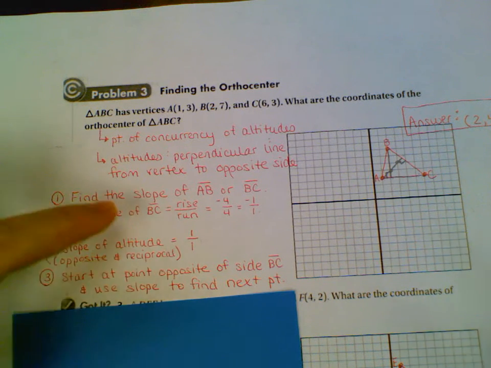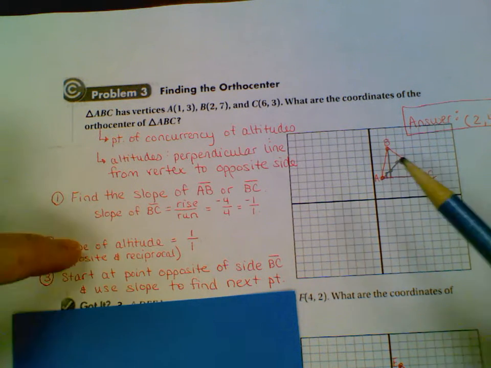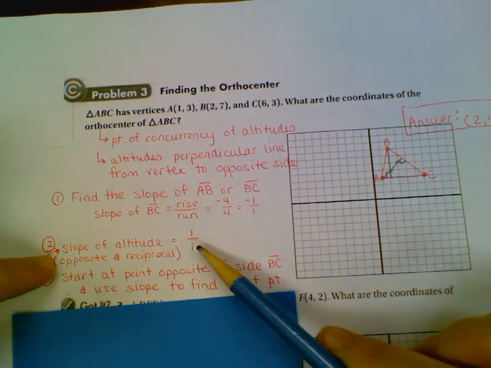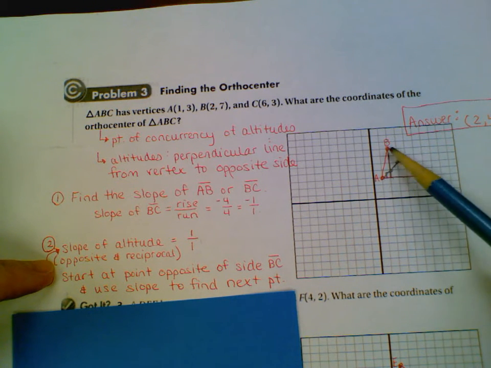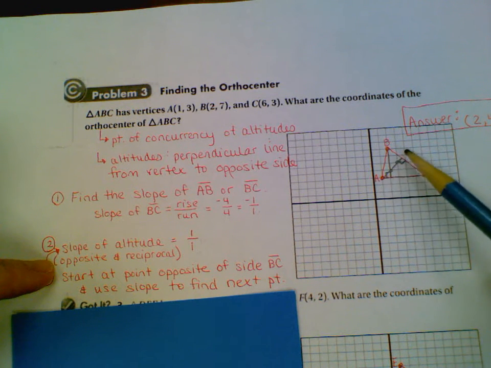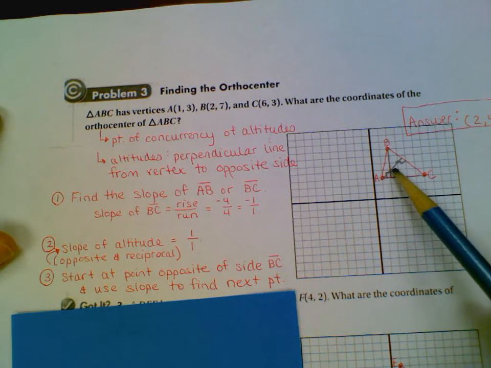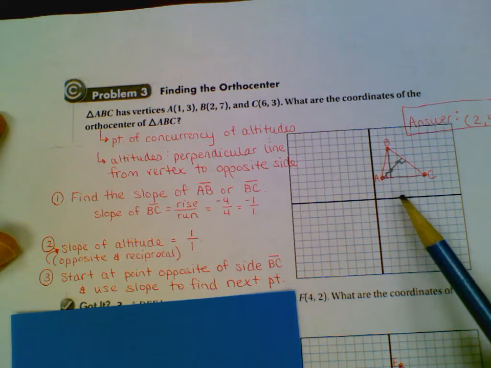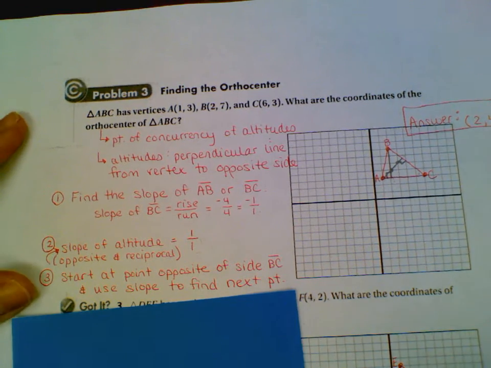So let's run through that one more time. Pick one of these two sides, find the slope. You need to change your slope so it becomes perpendicular, so you do the opposite and reciprocal. The part that people kind of struggle with is remembering that I need to go to the opposite vertex so that I can draw my altitude to connect to it. So then once I have those altitudes drawn, I just find their point of concurrency, which is their intersection, and write down their coordinates. So I went over 2 and up 4, so my answer is 2, 4.